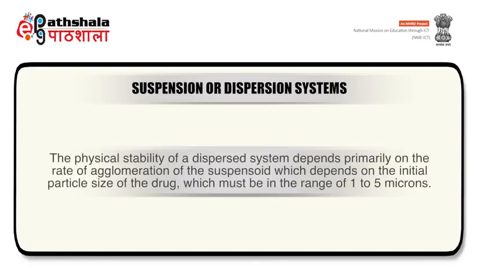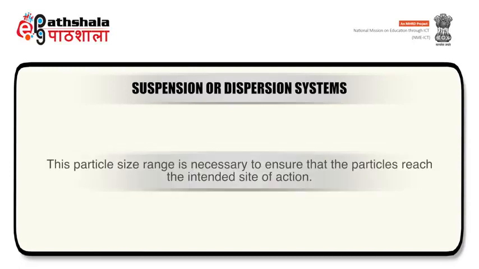Physical stability of a dispersed system depends primarily on the rate of agglomeration of the suspensoid, which depends on the initial particle size of the drug, which must be in the range of 1 to 5 microns. This particle size range is necessary to ensure that the particles reach the intended site of action.